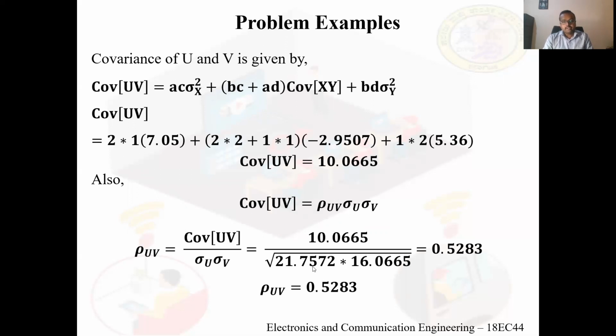Substitute the values here. We already calculated the values for variance of U and variance of V. Since we have sigma U, it will be the square root of the variance value, and sigma V is the square root of the variance of V. Substitute here, multiply, simplify this equation, and you get 0.528. Therefore, the correlation coefficient for random variables U and V is 0.5283.